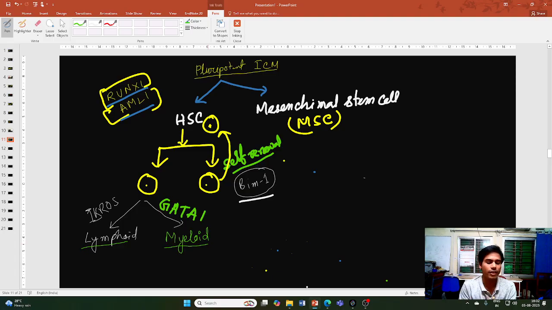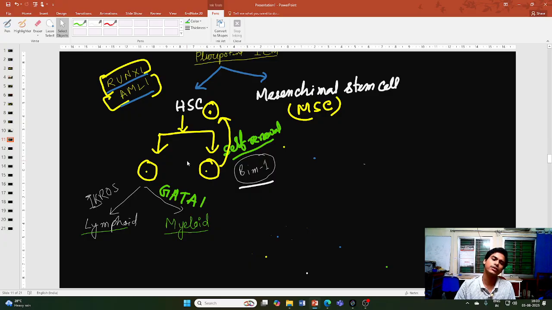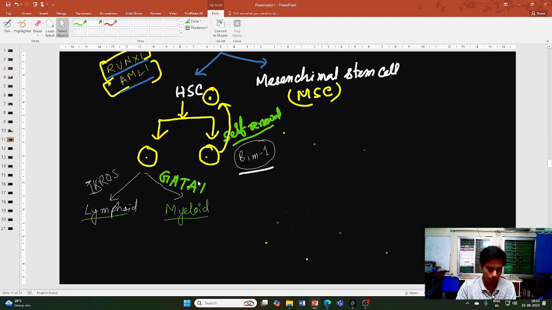Because we are studying hematopoiesis, it means all the blood cells get formed. In that picture you can see the myeloid progenitor stem cell and lymphoid progenitor stem cell. From the myeloid progenitor stem cell, the erythrocytes, platelets, eosinophils and neutrophils arise, and from the lymphoid progenitor stem cell, the T cell, B cell and NK cells. So first the clear differentiation should be there. From that differentiation we get GATA and myeloid. So GATA and IKAROS are the transcription factors, for myeloid and lymphoid.